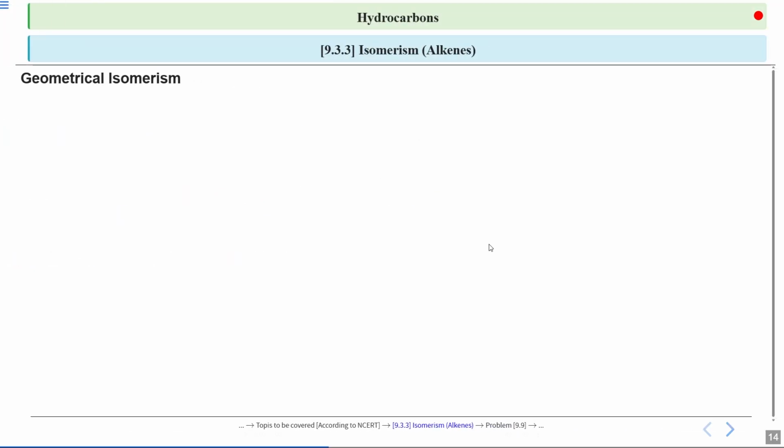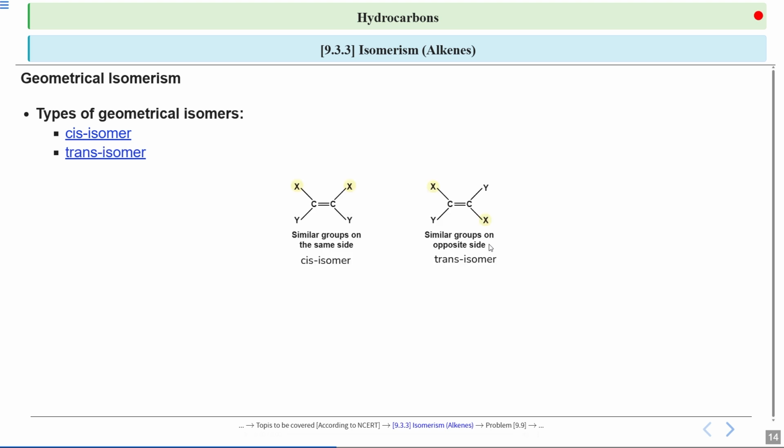Now, let us look at the different kinds of geometrical isomers. The first type of geometrical isomer is the cis isomer. The second is the trans isomer. Now, this is a quick image to show how the two isomers, cis and trans, are different. I hope you can clearly notice the difference occurring in both the cases.